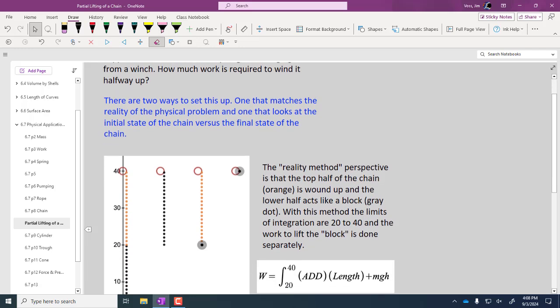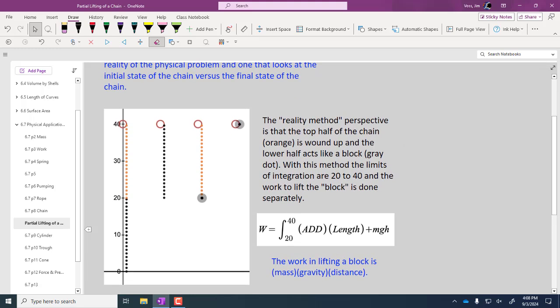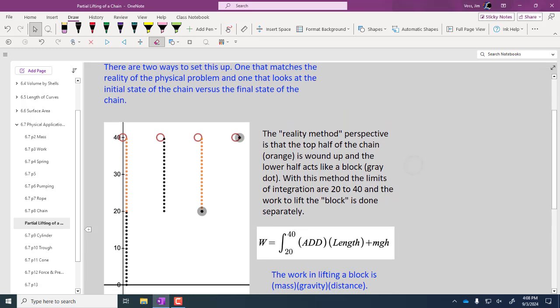So here's how I would do it as a math person. There are two ways to do this. One that matches the reality of the physical problem, which is the way I would set it up as a math person, not being a physics person. And the other one is to take the initial state and then compare it to the final state in a much more conceptual physics type of approach. So here's the reality method. We just talked about it.